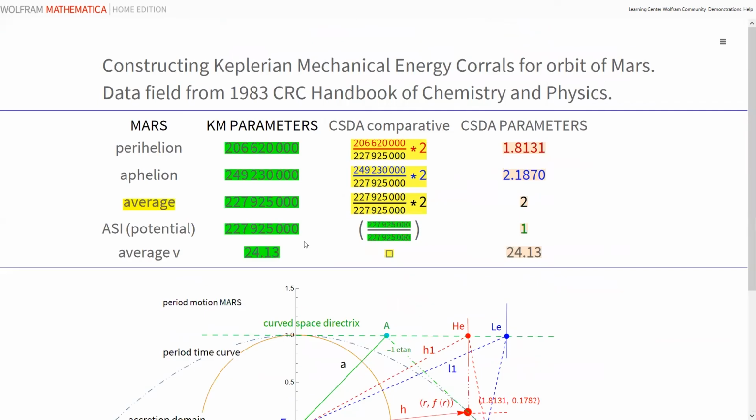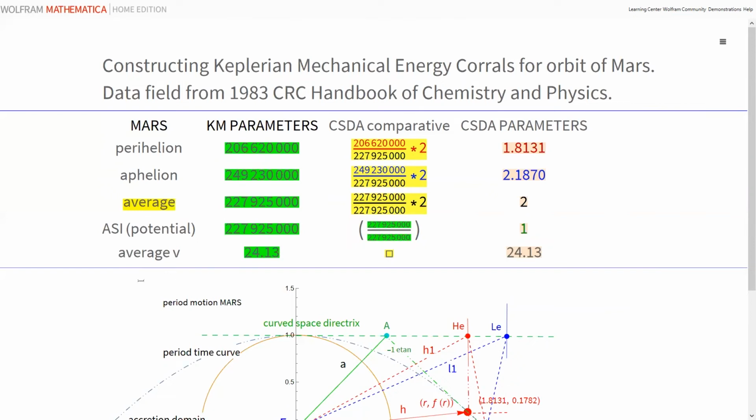Constructing Keplerian mechanical energy corrals for the orbit of Mars. Data field from the 1983 CRC Handbook of Chemistry and Physics. We needed to convert square space kilometric parameters, the green column, describing the orbit of Mars, to unity ratios of a CSDA reference frame, the orange column.